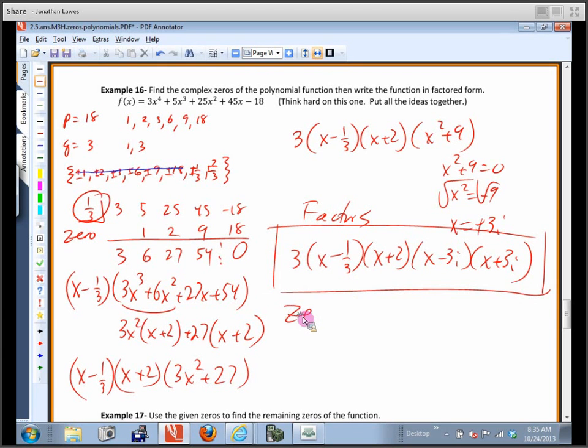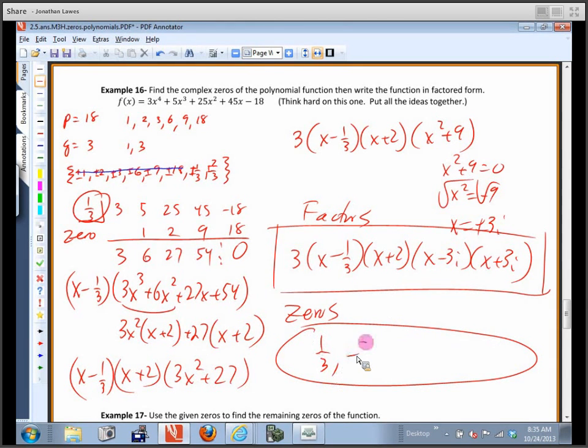And then let's write down the zeros. 1/3, minus 2, 3i, and negative 3i. There are all 4 of the zeros and all 4 of the factors. Any questions? Okay. And are these on the list?